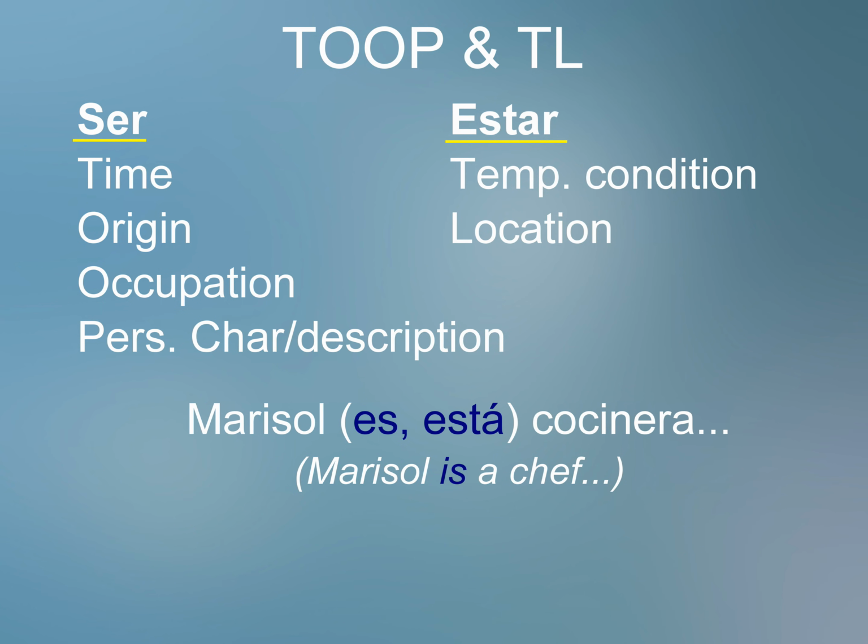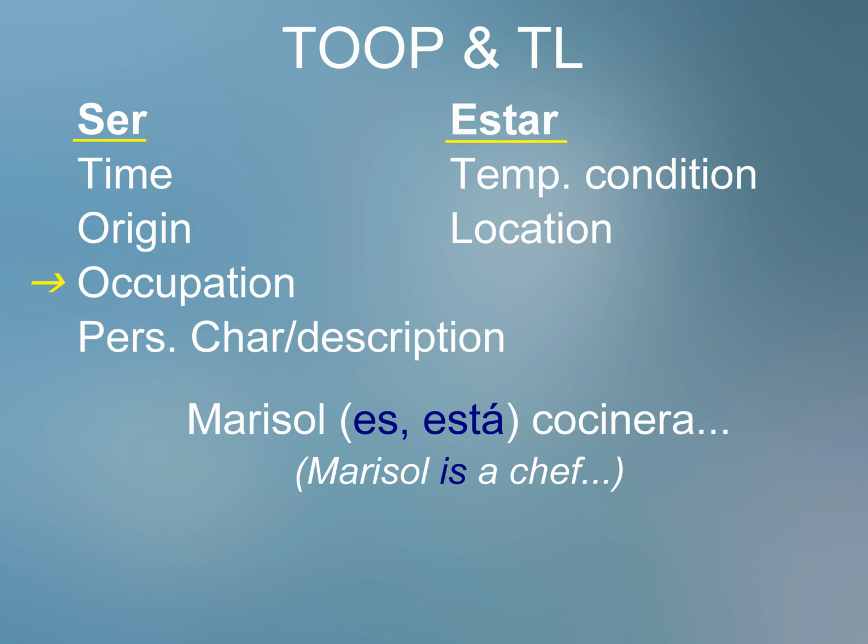The device TOOP and TL, TOOP and Tender Loving, although not quite as simple, gives a bit more information. Let's apply it. Marisol es or está cocinera en un restaurante. Marisol is a chef in a restaurant. Apply TOOP or TL.